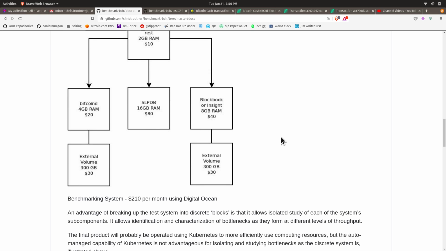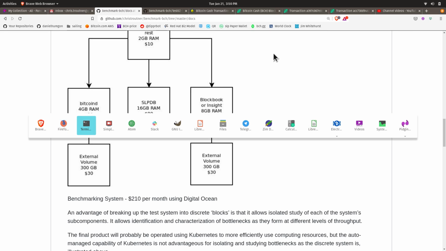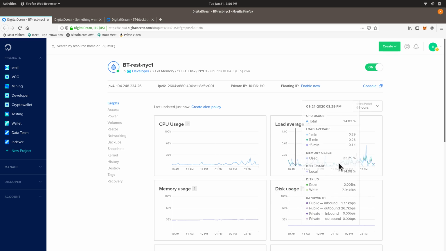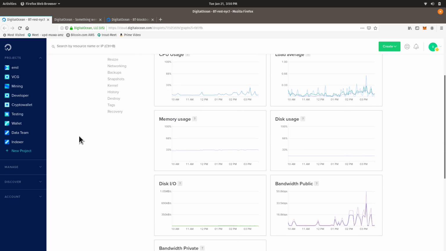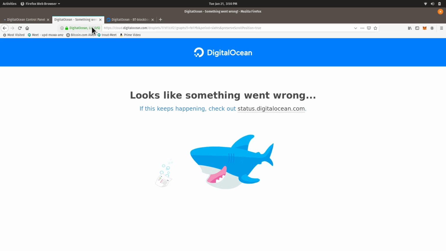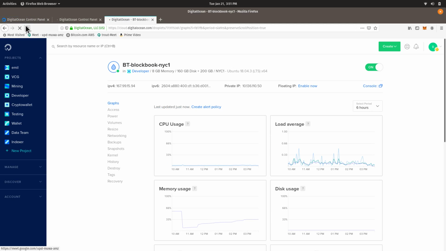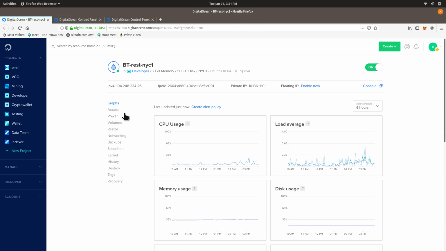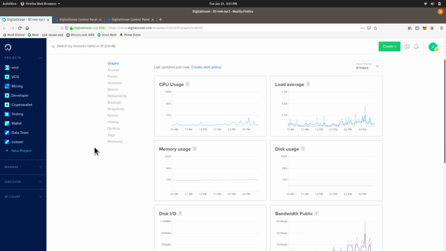I'm going to be monitoring the performance. I have them set up in DigitalOcean. I'm going to be using these real-time metrics provided by DigitalOcean. So this is a 6-hour window. And so I'm just going to refresh these. I'll be taking these systems down after the test, but I'm documenting all this so that it can be recreated in the future.